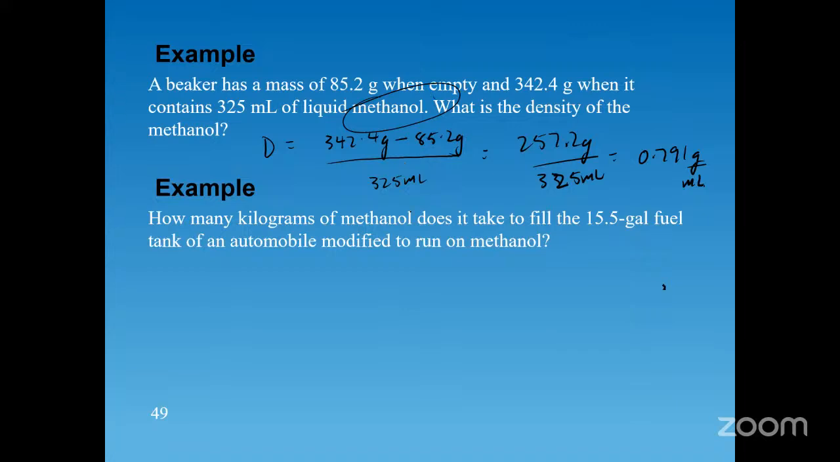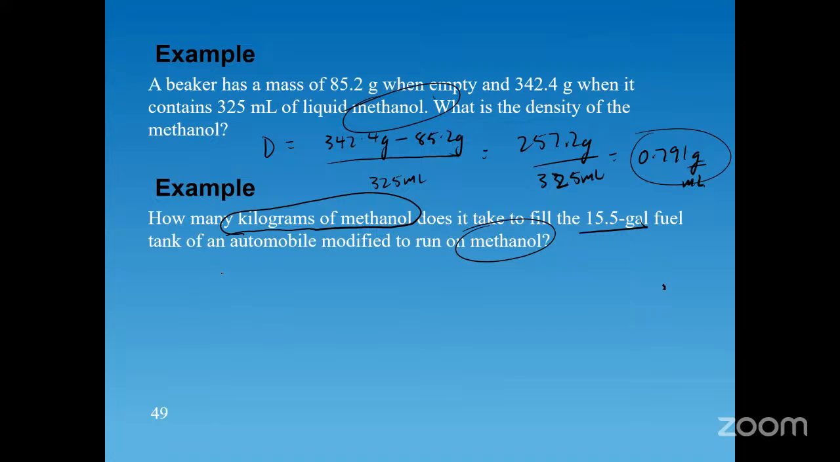So that's a relatively simple example. Any questions about that? Any questions? Let's look at the next one. Now, the next one, they're asking for the mass of methanol in kilograms, right? They gave you the volume, and that's it. That's all they gave you, and they're asking for, well, you're going to need the density, right? So this number that we just determined is what we're going to use here.